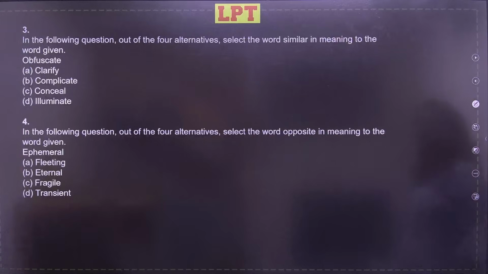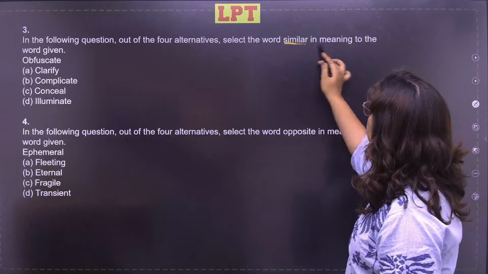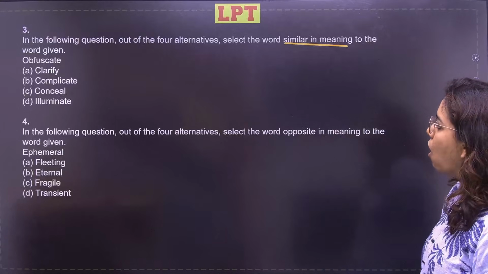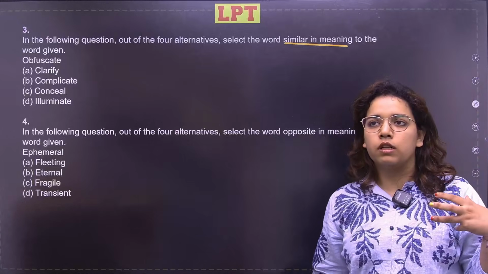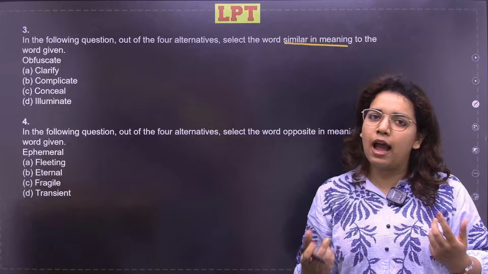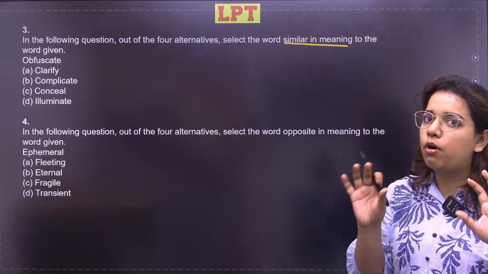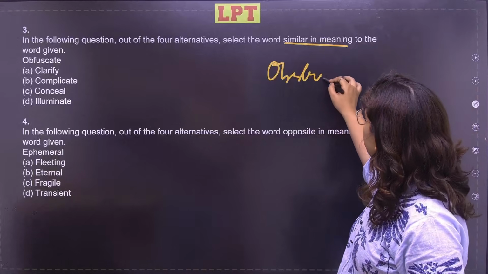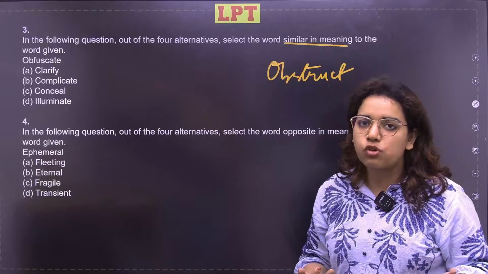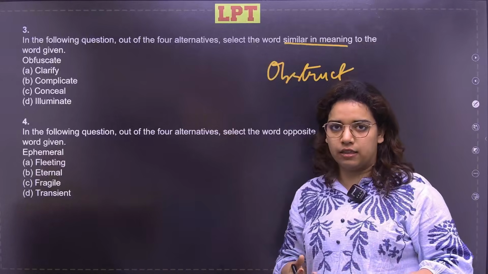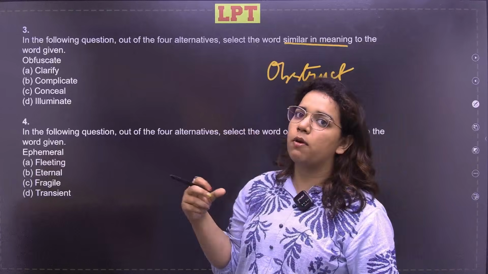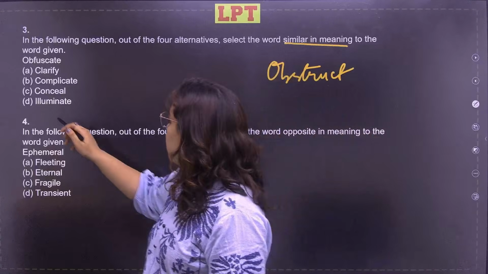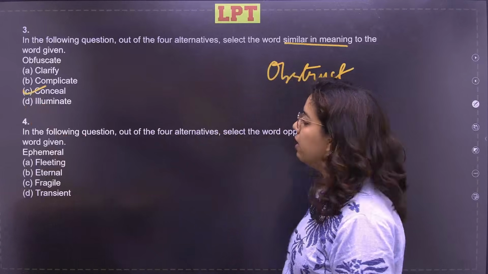In the following question, out of the 4 alternatives, select the word similar in meaning. The word given is obfuscate. Obfuscate basically means that you create an obstruction by hiding something. Hiding is the important aspect of obfuscate here. Obstruct basically means to stop something from happening or to cause hindrance, right? But obfuscate essentially talks about hiding that thing. So the correct answer would be conceal.